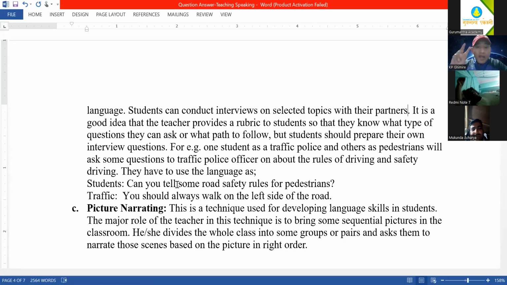For example, one student is a traffic police officer. The teacher can give a role to one, and the other is a pedestrian or motorist. The pedestrian will ask questions to the traffic police, and the officer will respond about the rules of driving, safe driving, and so on. For example, a student says, "Can you tell me some road safety rules for pedestrians?" And the traffic officer says, "You should always walk on the left side of the road." It's one way. You simply give an exponent only, right? Some prompts, not longer ones, because you don't have time for writing long stories.